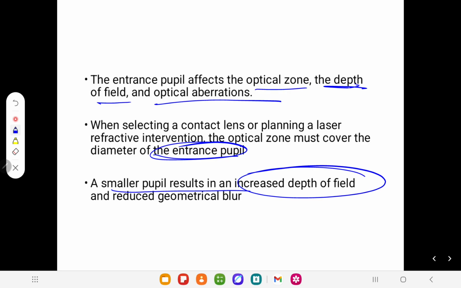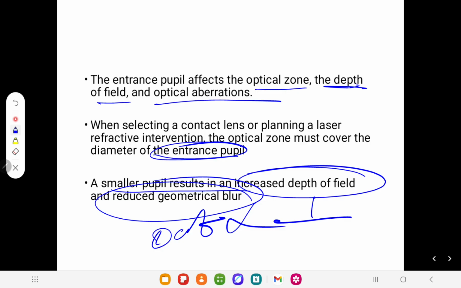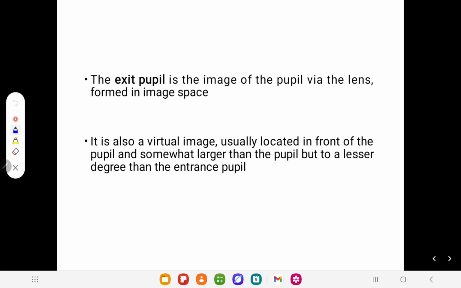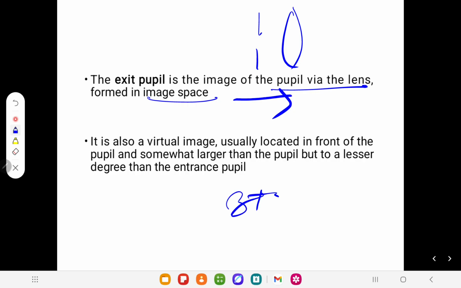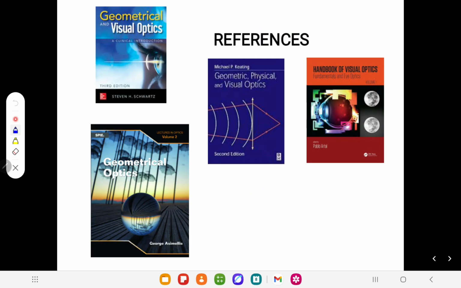A smaller pupil, as we have discussed, increases the depth of field and depth of focus, isn't it? Why? Because it reduces the geometrical blur. A larger pupil reduces the depth of focus and depth of field, because depth of focus is always inversely proportional to pupil size or aperture stop size. The exit pupil is the image of the pupil via the lens, formed by the back side of the lens, in image space. It is a virtual image, usually located in front of the pupil and somewhat larger than the pupil, to a lesser degree than the entrance pupil. It's almost 3% larger than the actual pupil.